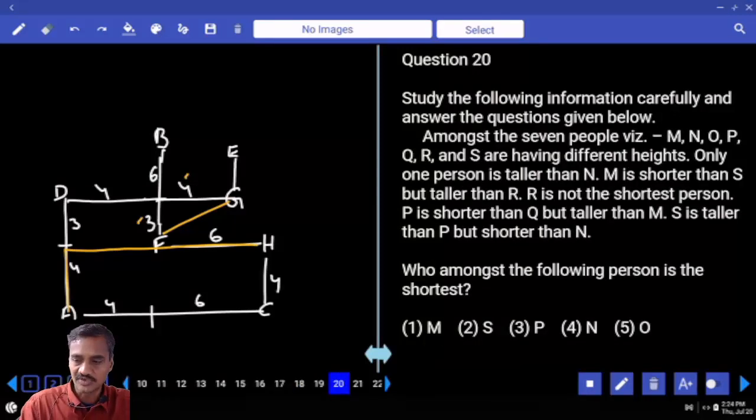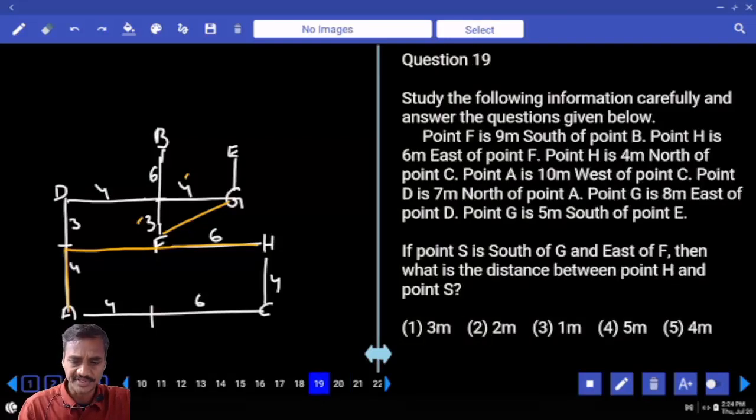And which among the following persons is the shortest? No, which one? 19th one. S is to the south of G and east of F. S is to the south of G and east of F, S must be here. Then what is the distance between H and S? Total distance is 6 and out of it this distance is 4 and the left over will be 2 meters. Choice 2, question number 19.